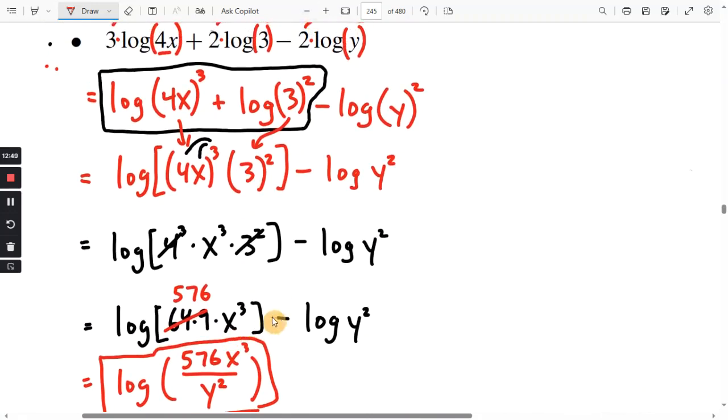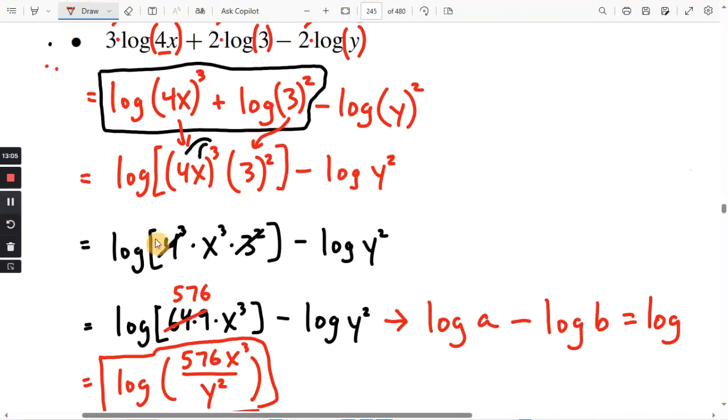All right, so this step at the end, if I can write it off to the side here, this was log of A minus log of B equals log of A divided by B. All right, that's what we did in this step right here. So we just divided.